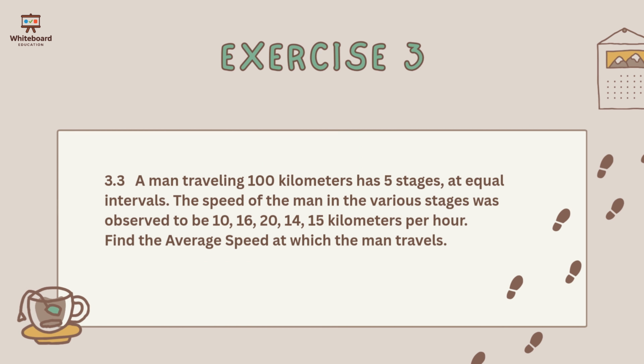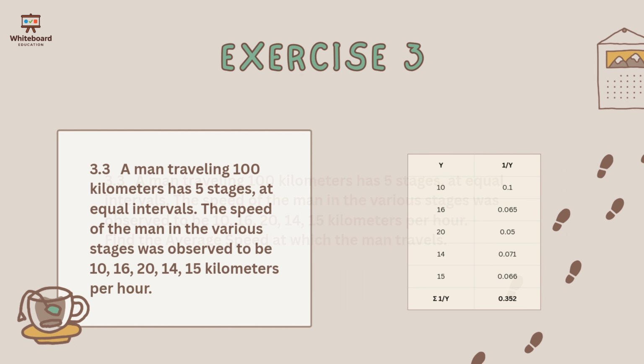Question 3.3. A man traveling 100 kilometers has 5 stages, at equal intervals. The speed of the man in the various stages was observed to be 10, 16, 20, 14, 15 kilometers. Find the average speed at which the man travels. Statistics is all about creating tables, so here we converted this data into a tabular form. Here, according to the data, we need to calculate the harmonic mean, so we take the 1 over y.